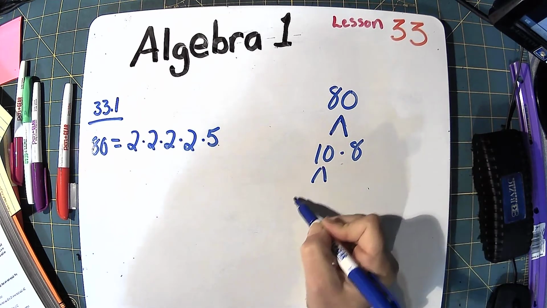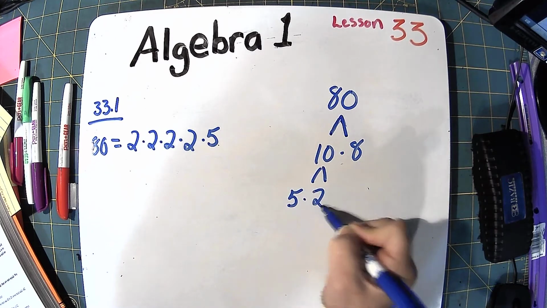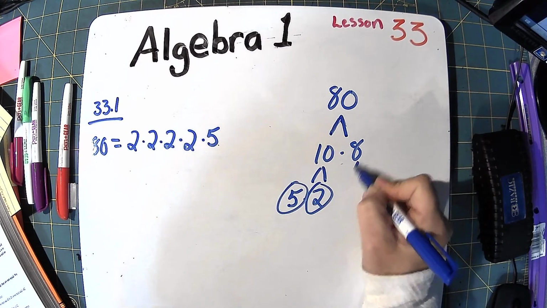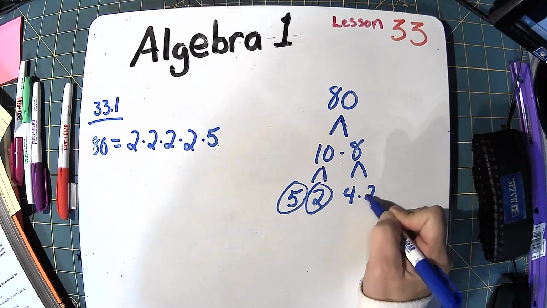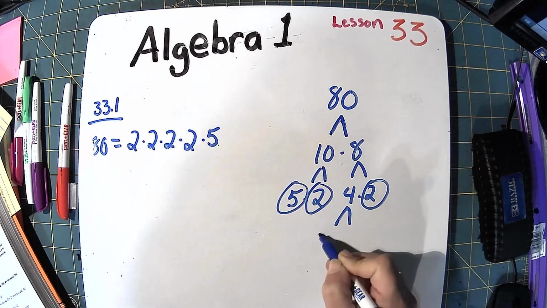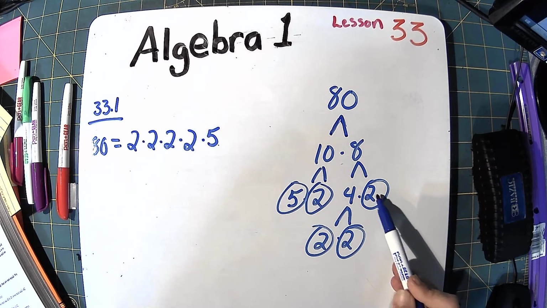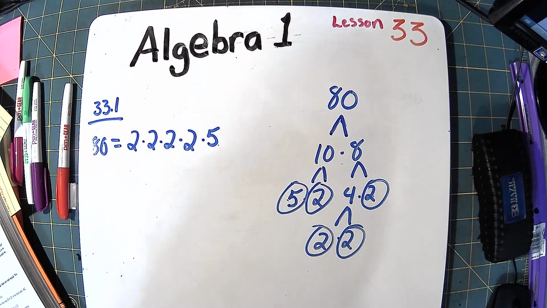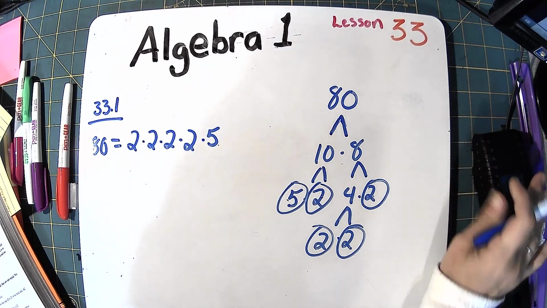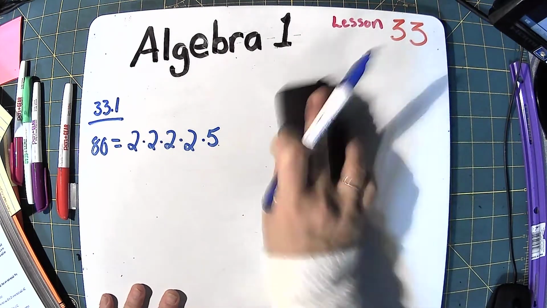All right, now I can break my 10 into 5 times 2. That's all I got for that one. And then my 8 I could break into 4 times 2. And then my 4 breaks down into 2 times 2. And you'll notice I still get the same 2 times 2 times 2 times 2 times 5. So it doesn't matter what numbers you pick when you do the factor tree method.